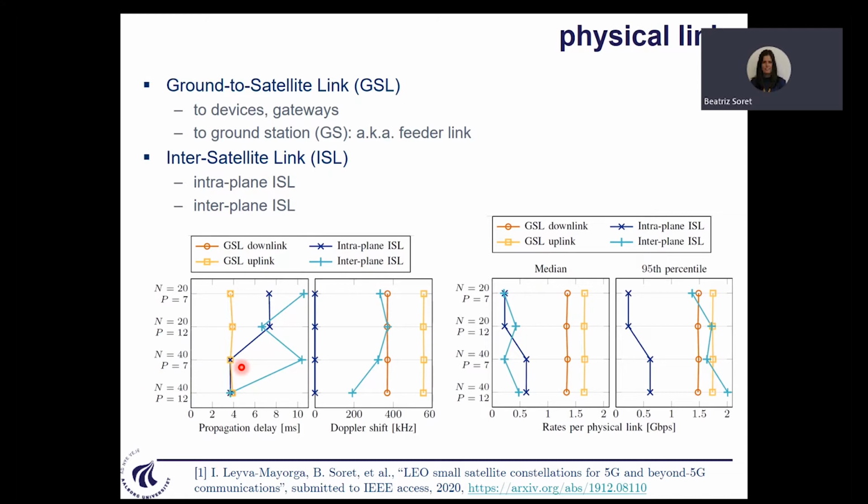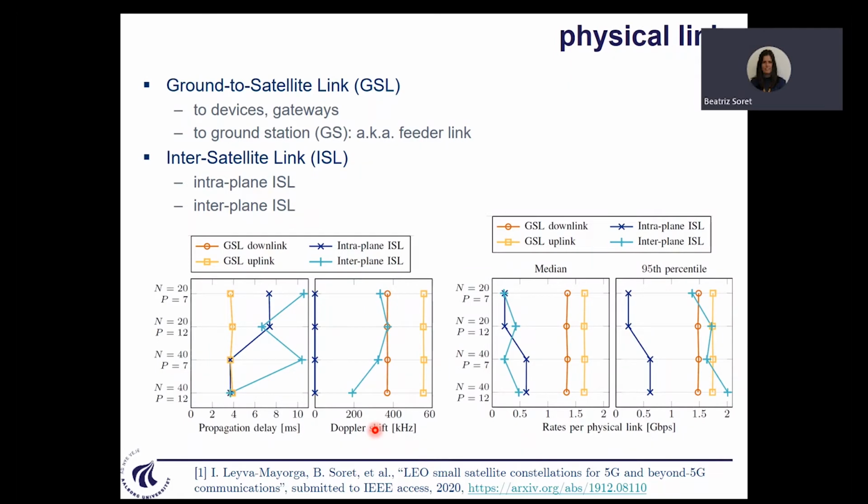And we have here on the left the propagation delay, which is for a constellation, as I said, around 1,000 kilometers would be something like 3 milliseconds. So this is for the GSL, and you can also see for the ISL how it changes depending on the parameters that you set, but we are always in the few milliseconds up to 10 milliseconds.